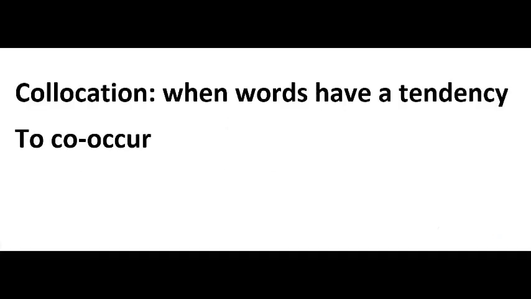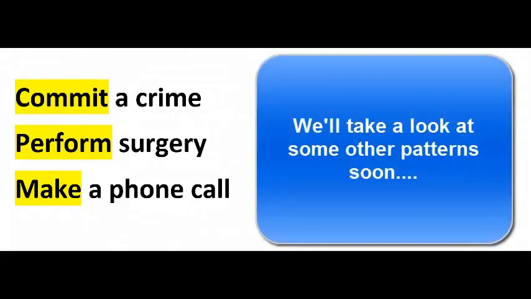First of all, let's define collocation. Well, collocations are when words have a tendency to co-occur. In other words, they go together. So if I say fish, you're probably thinking chips. And if we take a look at these three examples, commit a crime, perform surgery, make a phone call, all of these patterns have verb plus noun, but there are other patterns that you can also have with collocations.